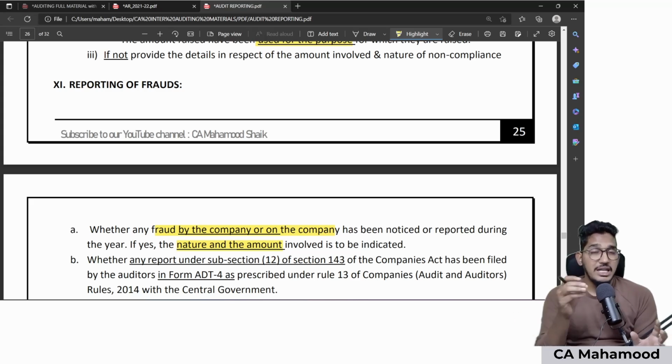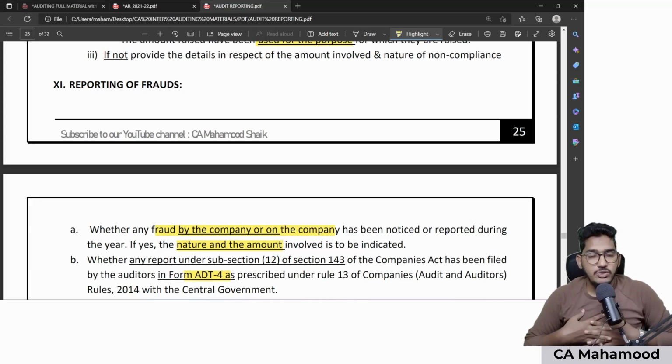Similarly, you need to comment whether any of the auditors submitted form ADT-4 during the year. We have reporting requirements under section 143(12). When the amount involved in the fraud is 1 crore or more, reporting to the Central Government will happen. So I need to comment whether any of the auditors submitted form ADT-4 during the year.